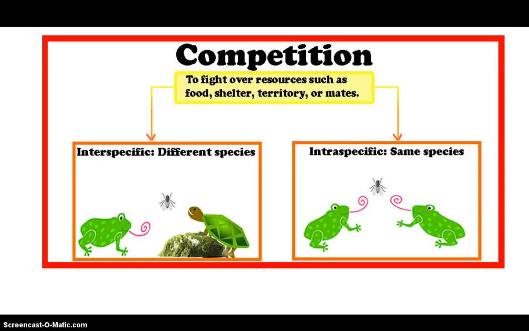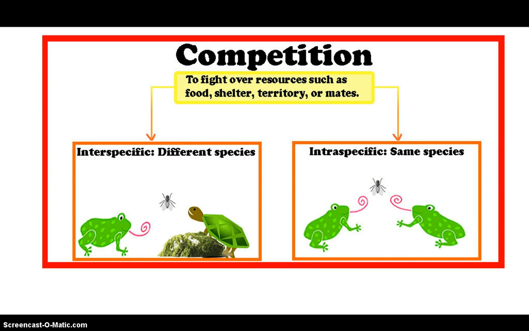So in terms of competition, there are 2 things that we need to remember as we go through. Competition is the fight over resources such as food, shelter, territory, or mates. And there are 2 types. There's intraspecific, so that's within the same species. That's over here on the right. So the 2 frogs are competing for the same food. There's also interspecific, which is between different species. So the frog and the turtle over on the left might be competing for the same fly.